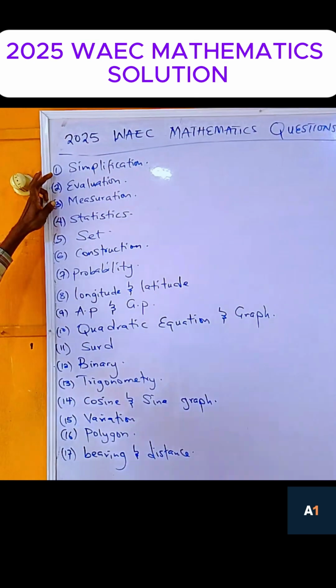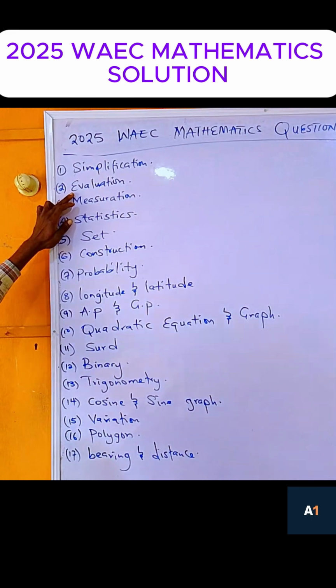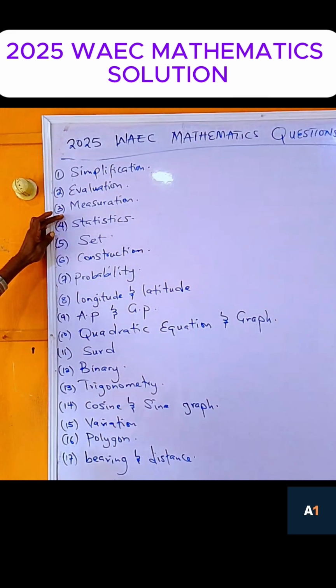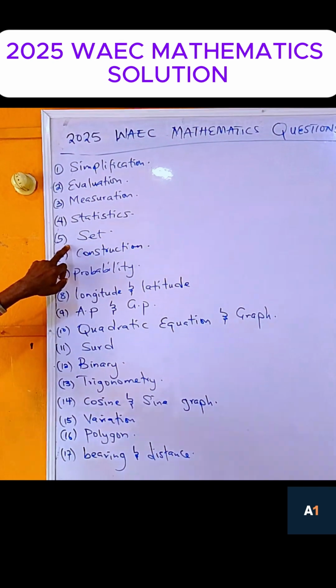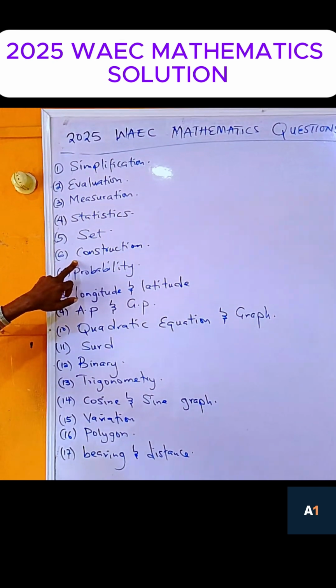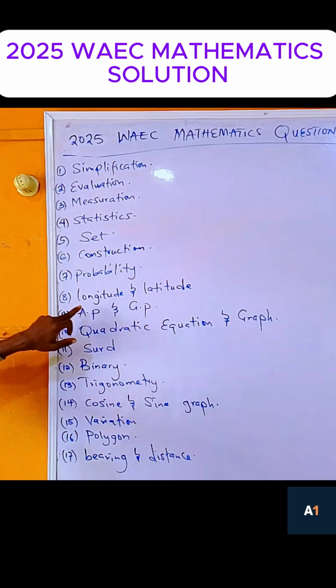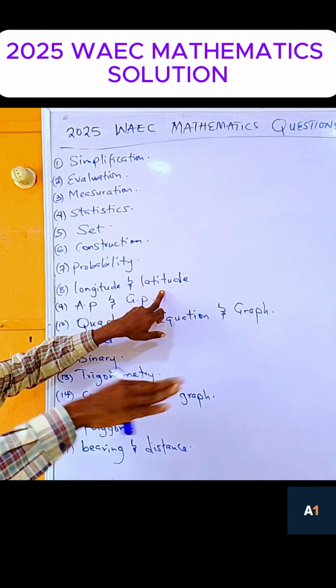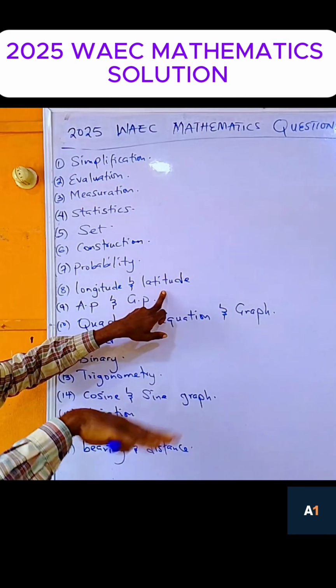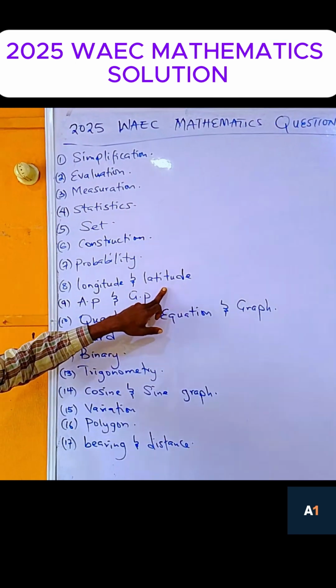So after simplification, the second thing that you go for is evaluation. Then after that, mensuration. Then statistics. Then sets. Then construction. Then probability. Then longitude and latitude. The strength, I arranged it according to the level of their strength, the order of their strength.